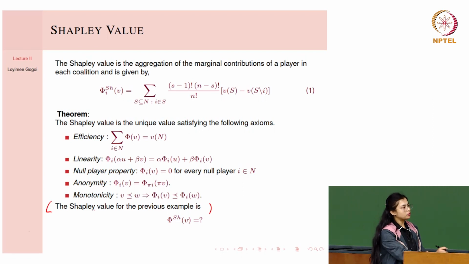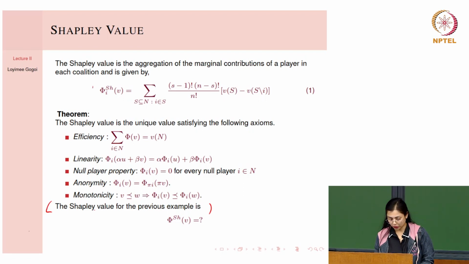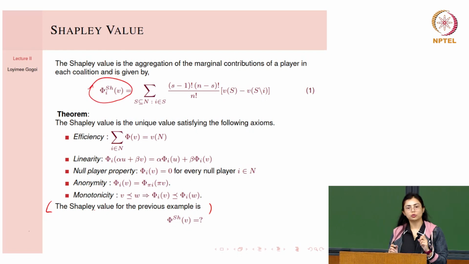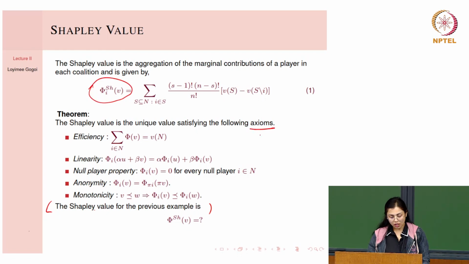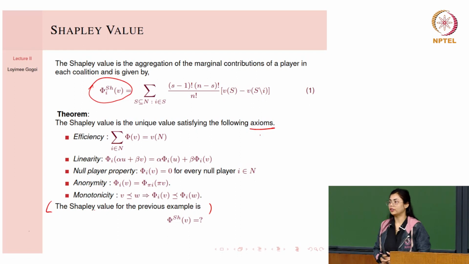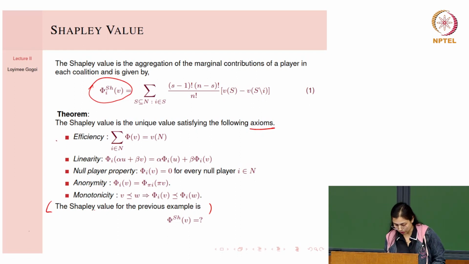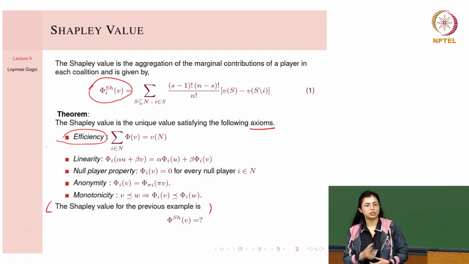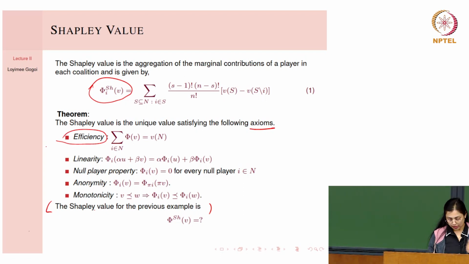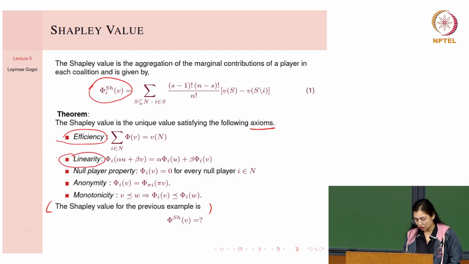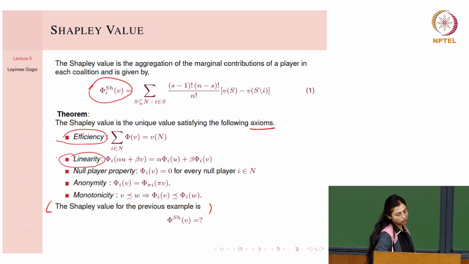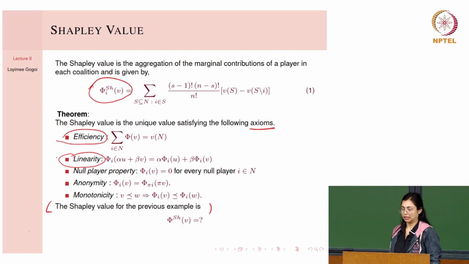So now I want to say that this allocation rule has to satisfy some axioms or rules. So let's see what axioms it should satisfy. The first axiom, as we discussed, is efficiency, that we allocate the worth of the grand coalition among the players, right? Second, the linearity. So linearity is actually a scaling factor. Sometimes we use it in the exchange of money or something like that.